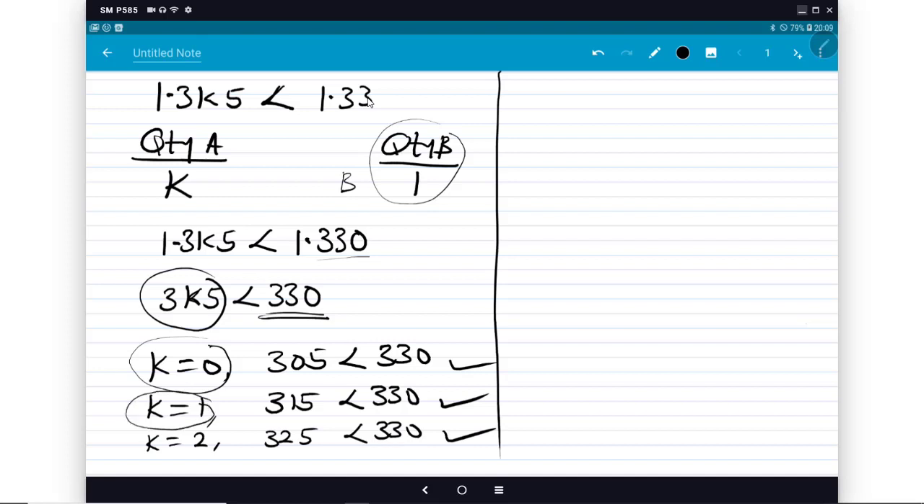So that is telling me B. What if my K is 1? That means the two quantities are now equal, telling me C. What if it is now 2? It means my quantity A is now greater. That is telling me A. So which one do I choose here? Inconsistent answer. That simply means our answer will be D. So this cannot be determined. Okay. So that is how we can answer that question.